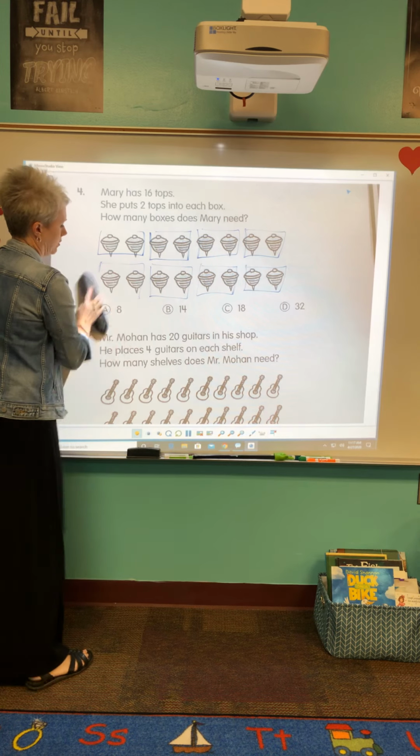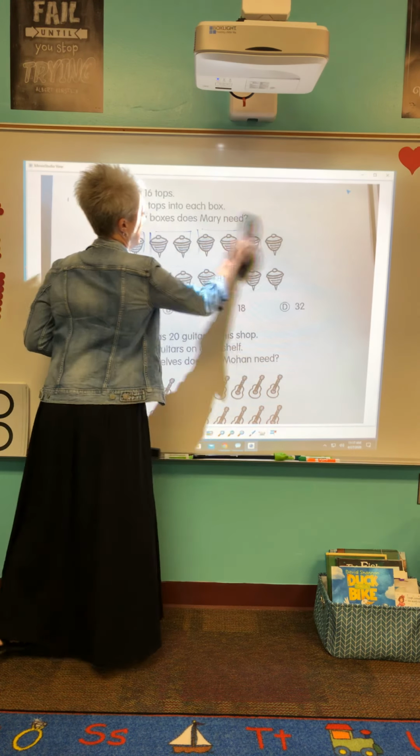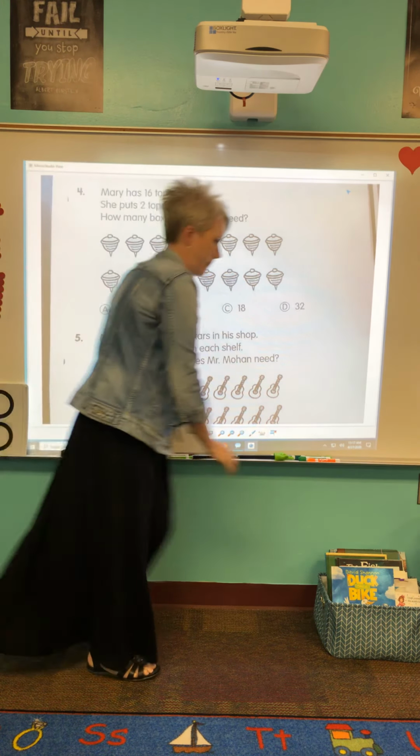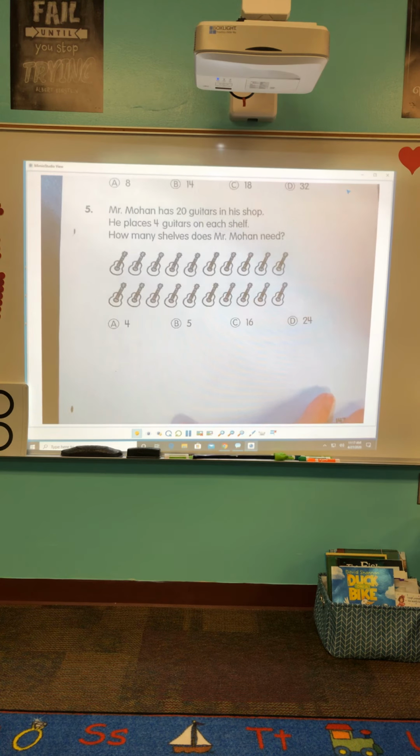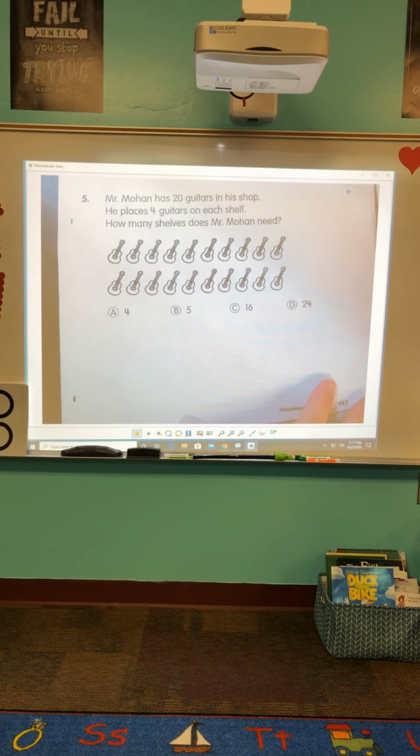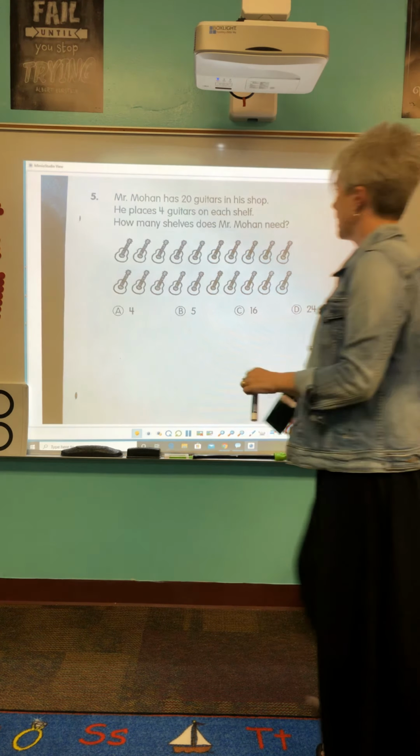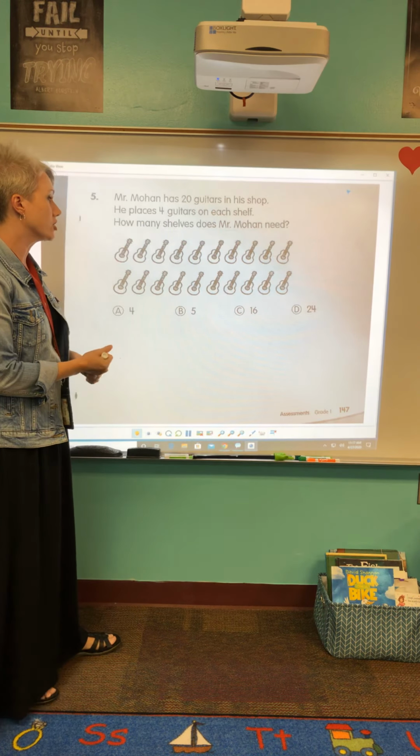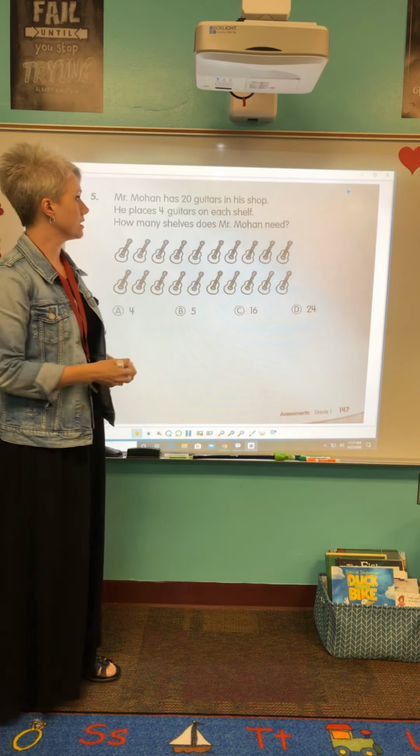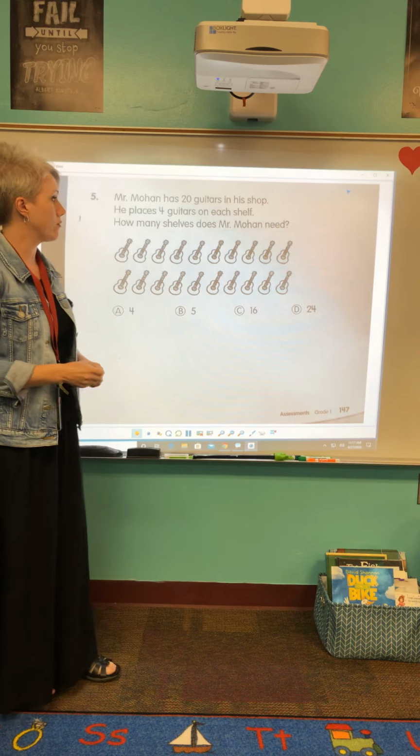All right, the next one, number 5. I'm going to slide my paper up. Number 5 says, Mr. Mohan has 20 guitars in his shop. He places 4 guitars on each shelf. How many shelves does Mr. Mohan need? I want you guys to do that one by yourself.